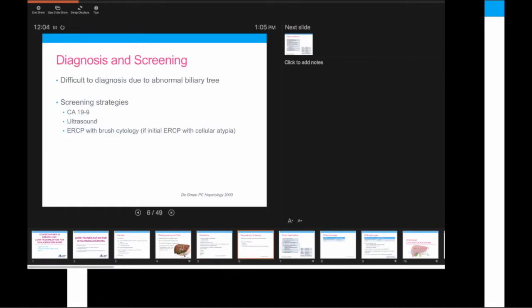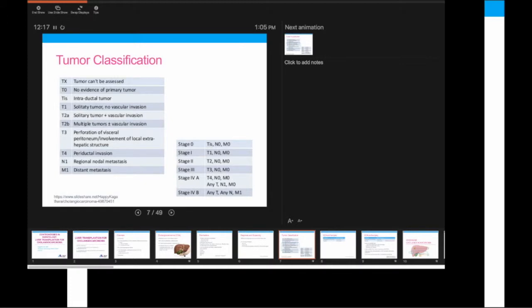In terms of diagnosis and screening, it's difficult to diagnose generally due to the abnormal biliary tree, and screening strategies are also difficult, but some include CA19-9, ultrasound, and ERCP with fresh cytology. Just briefly, in terms of tumor classification, because this will come into play later when we discuss transplantation, mainly we'll be discussing T2 to T3. So T2A is a solitary tumor with vascular invasion, T2B is multiple tumors plus or minus vascular invasion, and T3 is either a perforation of the visceral peritoneum or involvement of local extrahepatic structures.